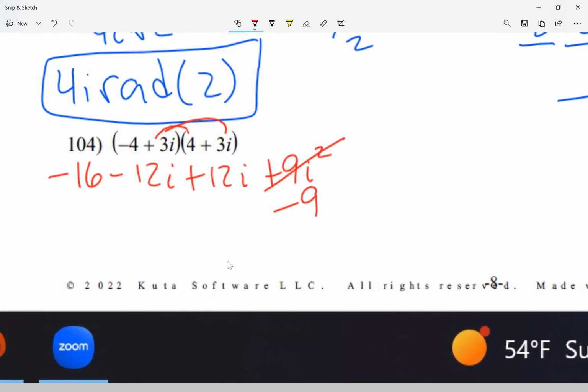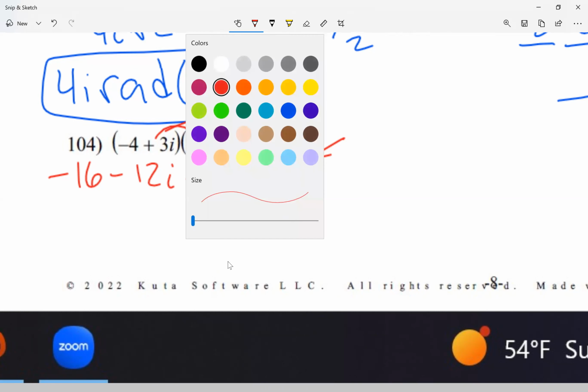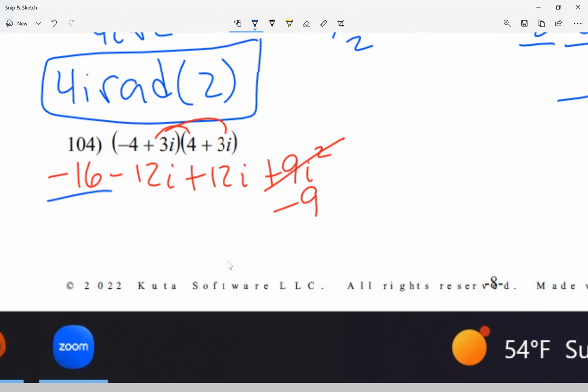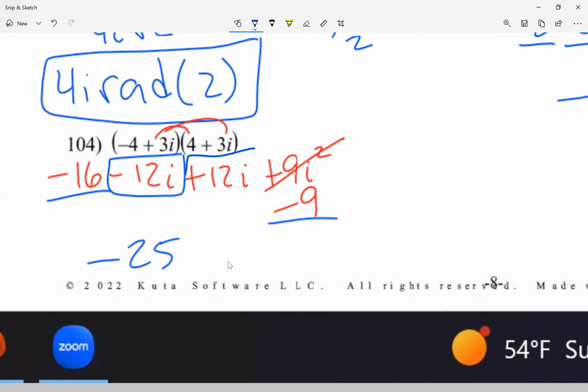All right, let me combine my real numbers first. Negative 16 minus 9 gives me negative 25. Now the imaginary part: negative 12 plus 12, that's 0. They just basically cancel out. There you go.